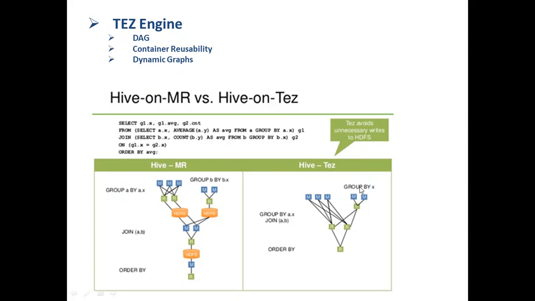MapReduce is already there, so why do we need to go for the Tez engine? Basically, MapReduce has a few limitations that slow down the performance of the job, whatever query we are submitting. These limitations have been taken care of in the Tez engine. Also, Tez uses a model called the DAG model, directed acyclic graph model, to process the job.